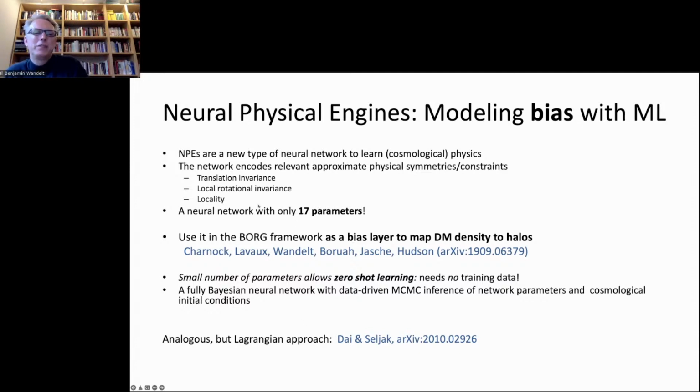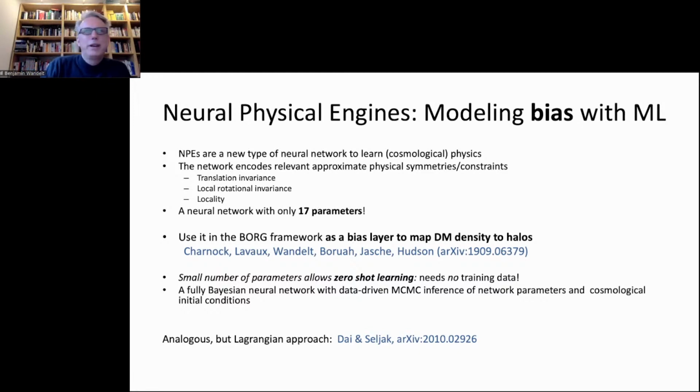It turns out we can write down neural networks that have very specific structure that encodes specific constraints on, for example, the kernels of the neural networks that encode relevant physical symmetries or constraints, such as translation invariance, that's a convolutional network, and local rotational invariance, so that means we enforce that the kernels have symmetries, and locality, meaning that the field of view of a neuron is actually quite limited because gravitational physics only really affects the structures locally, and galaxy formation physics is relatively local compared to cosmological scales.